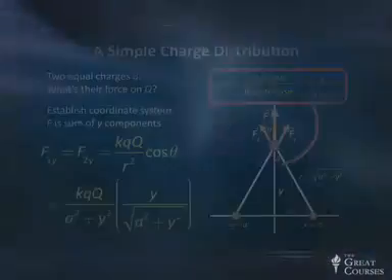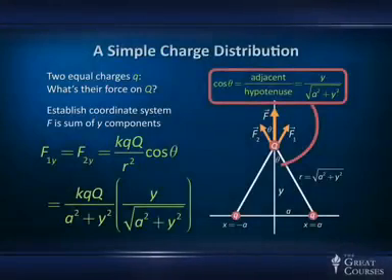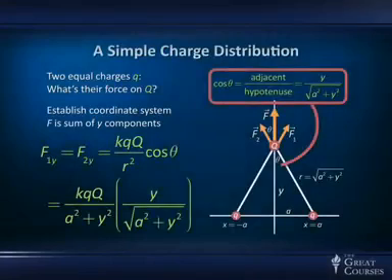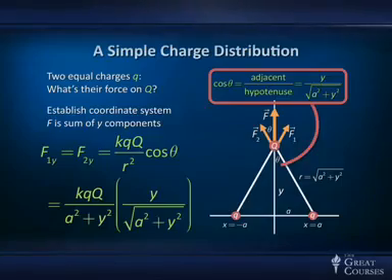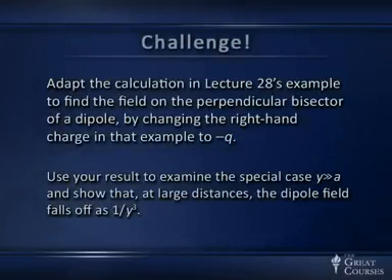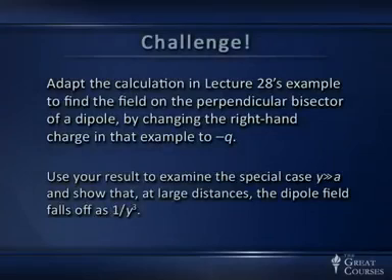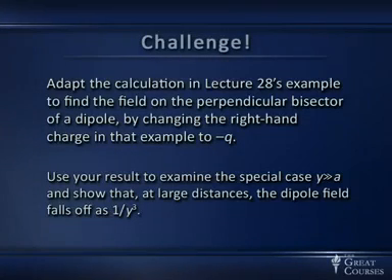So here's the challenge. Back in lecture 28, we did an example of a simple charge distribution to find the field on the perpendicular bisector, in that case of a line between 2 equal point charges. That's what we did in lecture 28, and I worked through it in all those details. And I'd like you to do the same thing, but now do it for an electric dipole, and do it by changing the right-hand charge in that example to minus q. So now you're going to have plus q and minus q, and you want to find out what's going on, what effect that would have either on a third charge or simply what electric field there would be there.